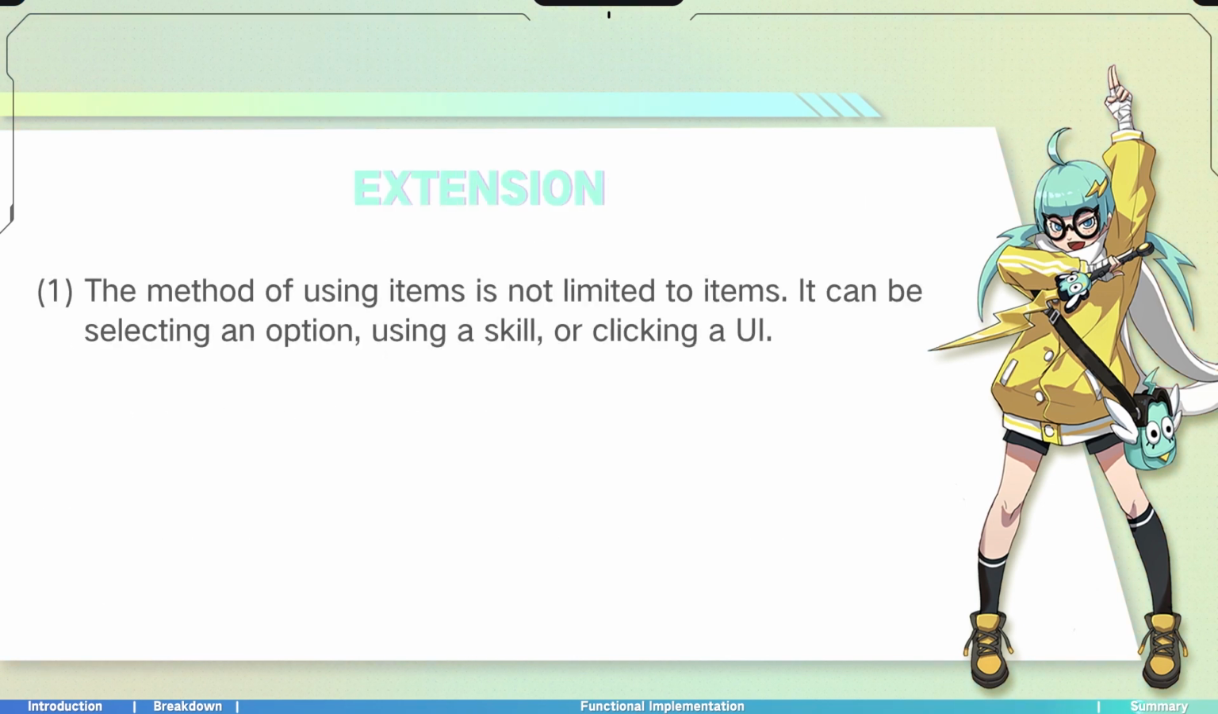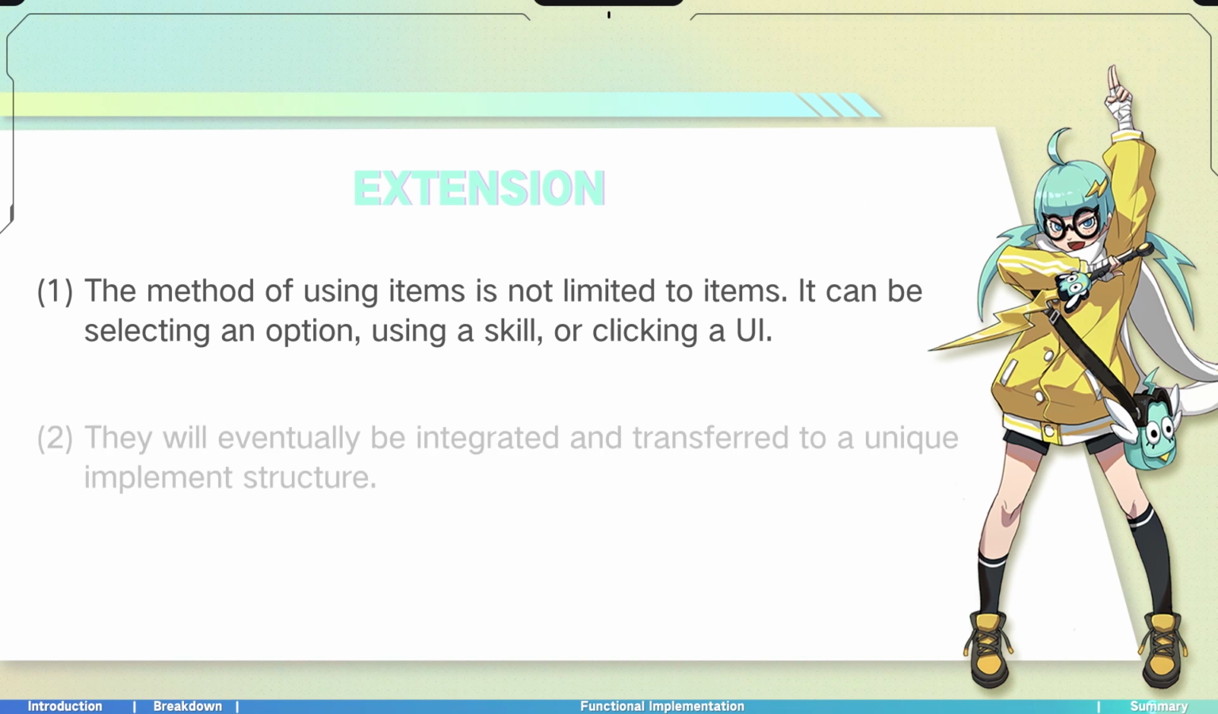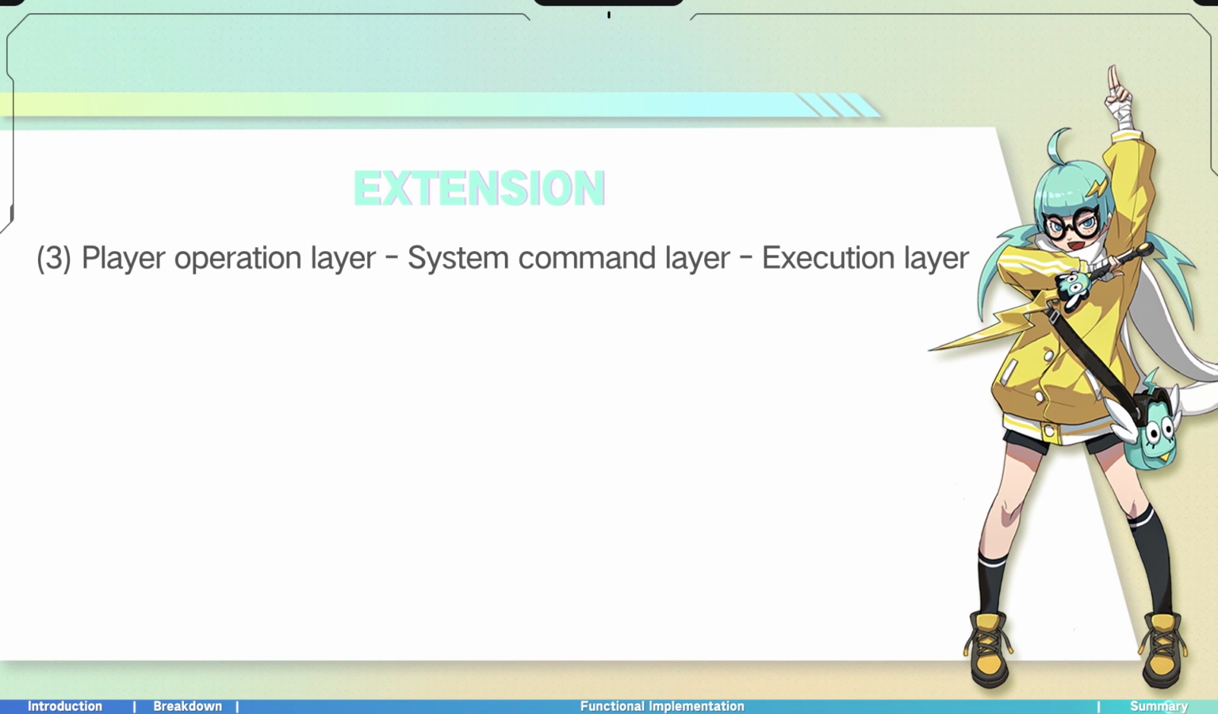The method of using items is not limited to items. It can be selecting an option, using a skill, or clicking a UI. They will eventually be integrated and transferred to a unique implementation structure. This structure is an integral part of all games and extends from it. The basic concept of player operation layer, system command layer, and implementation layer.